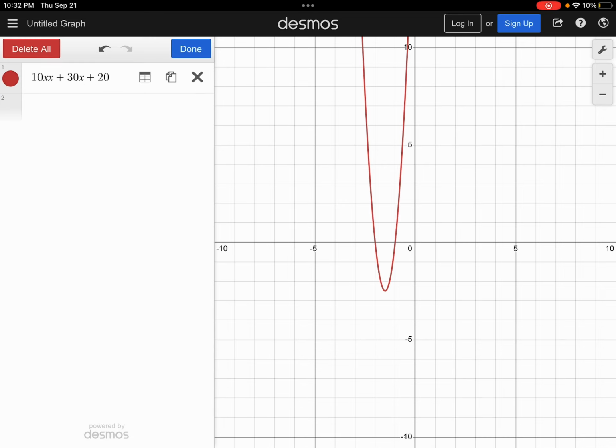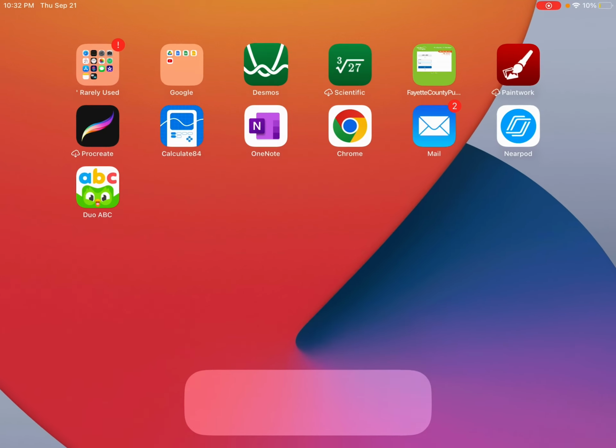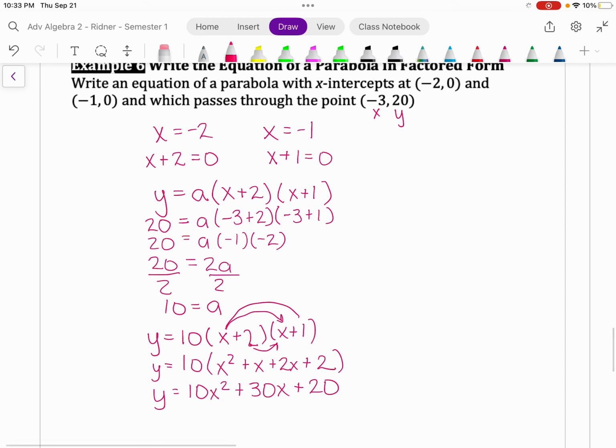If I look at that table, does that go through the point (-3, 20)? And it sure does. That's my way to check my answer. So that is all about factored form and all the cool things that you can do with factored form of a quadratic.